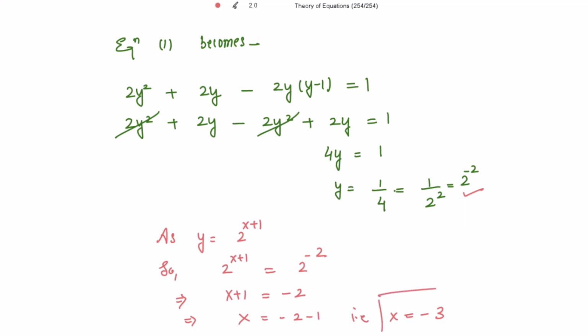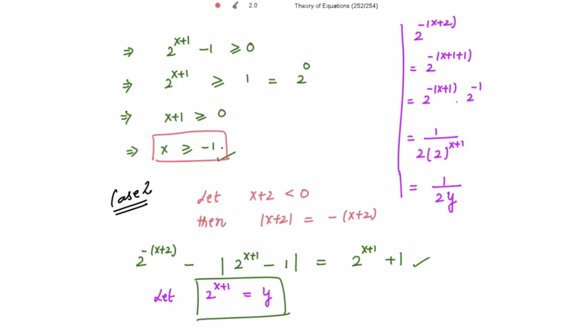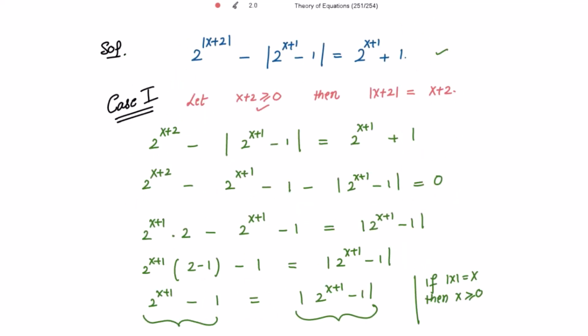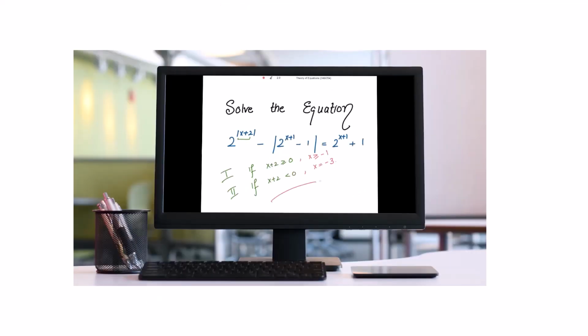So we are getting two solutions: x = −3 for x + 2 strictly less than 0, and x ≥ −1 for the case x + 2 ≥ 0. So if x + 2 is greater than or equal to 0, we get x ≥ −1. And for x + 2 strictly less than 0, we get x = −3. So this is the required solution. Alright, thank you.